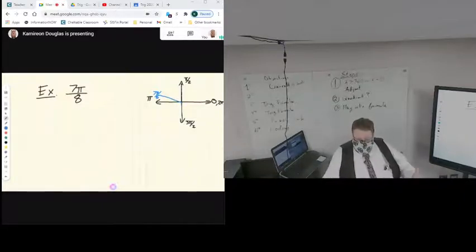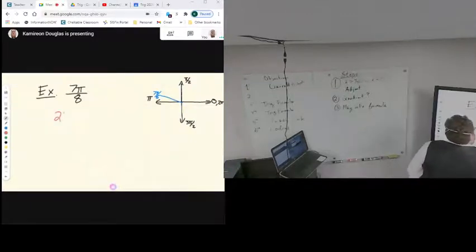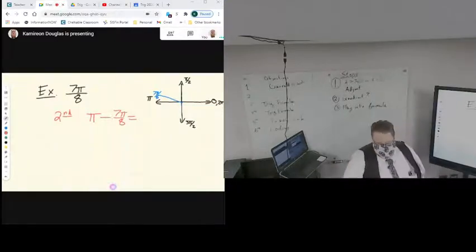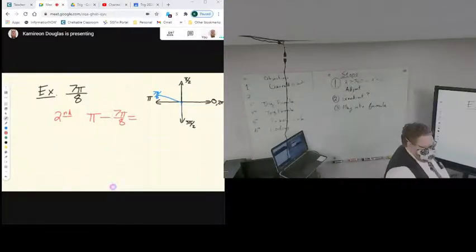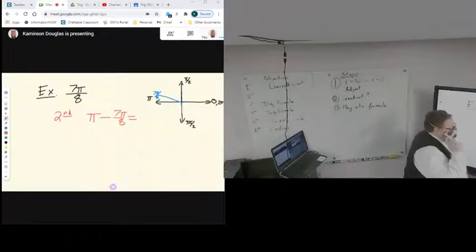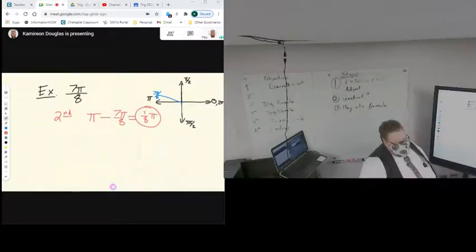So that means for this problem, if I'm going to use the formula, in the second quadrant I would do pi minus my value, so pi minus 7 pi over 8. So what is my reference angle for 7 pi over 8? See it? 1 over 8. 1 over 8 pi or pi over 8, any of those is acceptable. That's right.